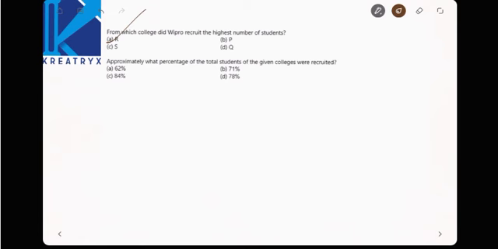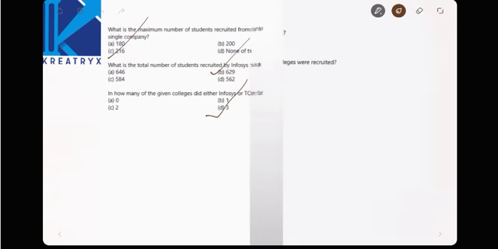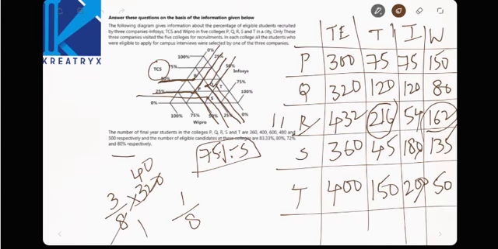Next, approximately what percentage of total students of the given colleges were recruited? Approximately what percentage of the given students were recruited, it seems. Okay, now see here, totally how many students are there? 360 from P college, 400 from Q college, 600 from R college, 480 from S college, and 500 from T college. Total there are 2340 students.